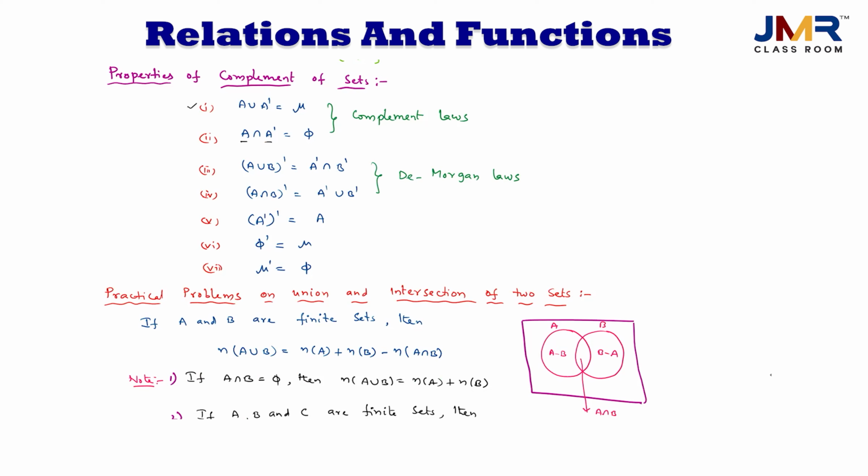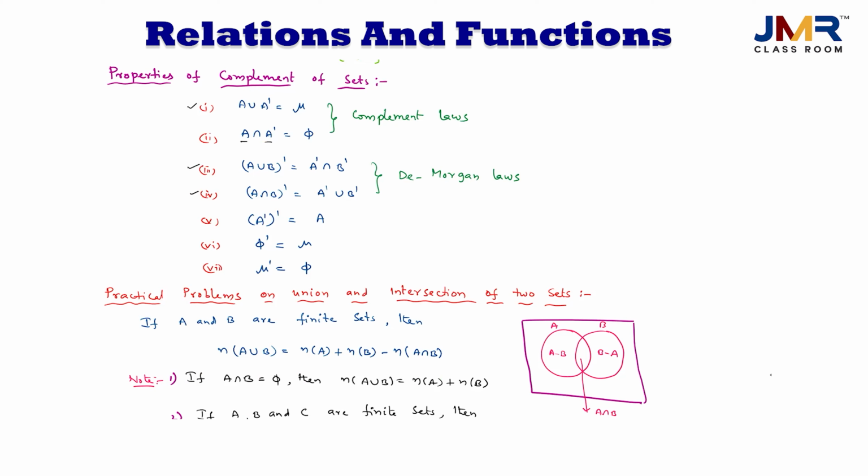And A union B whole complement equals A complement intersection B complement. A union B whole complement equals mu minus A union B, that is A complement intersection B complement. A intersection B whole complement equals A complement union B complement. These two properties are called De Morgan laws.